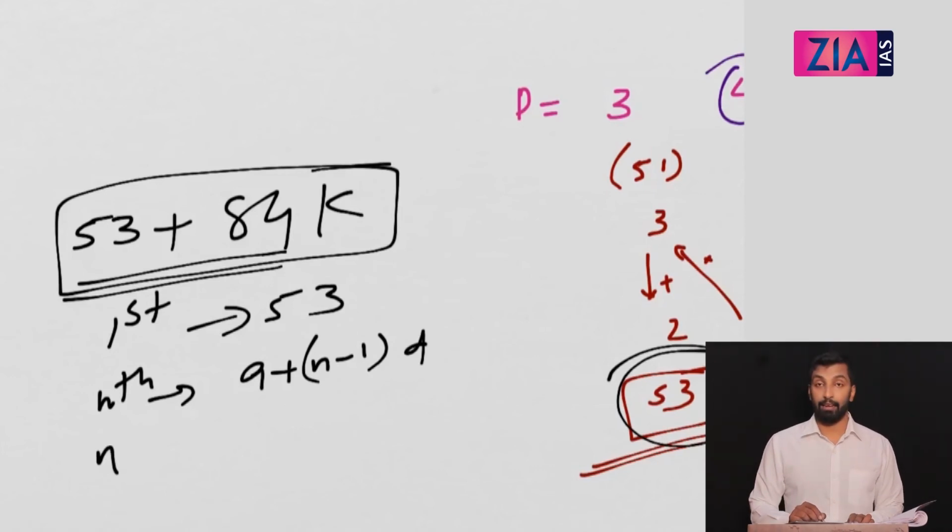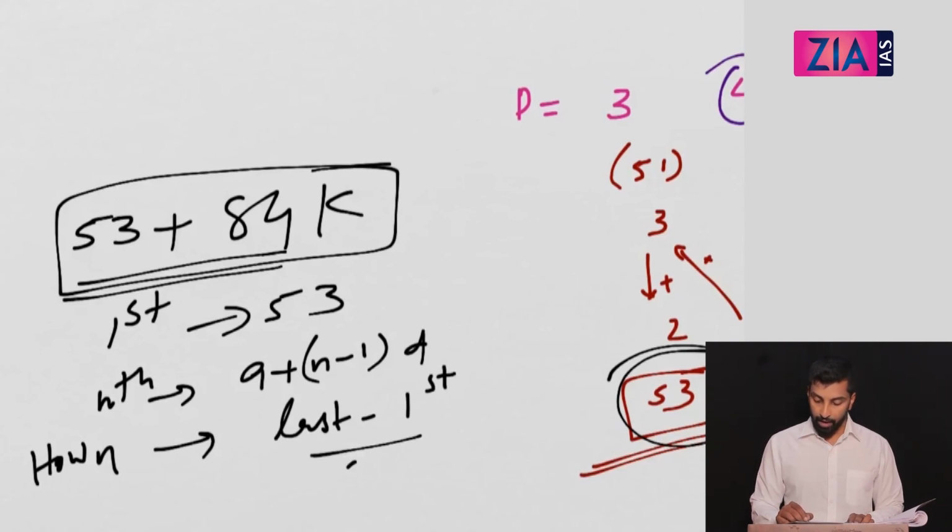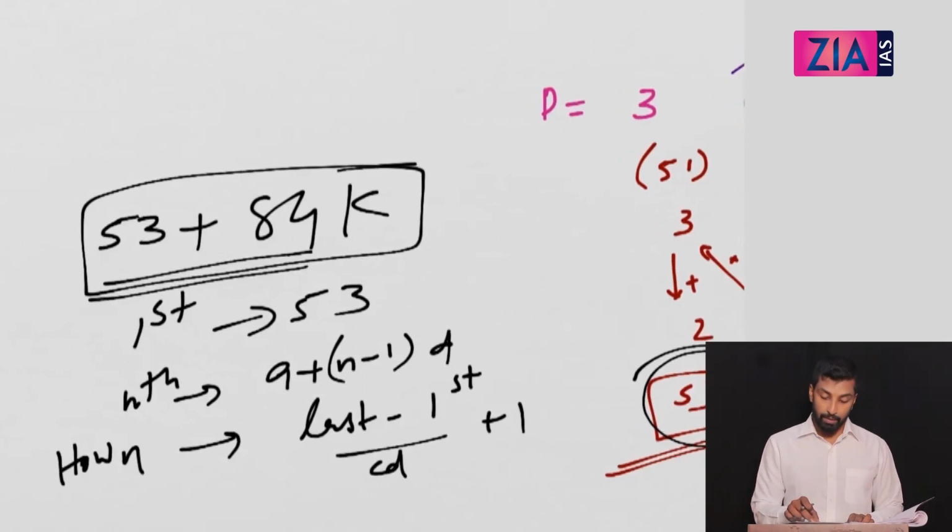How many terms are there? Answer is last term minus first term divided by common difference plus 1. Last term, how will you find? We have already discussed it. Same method. Then they can ask you based on the constant remainder theorem, right?